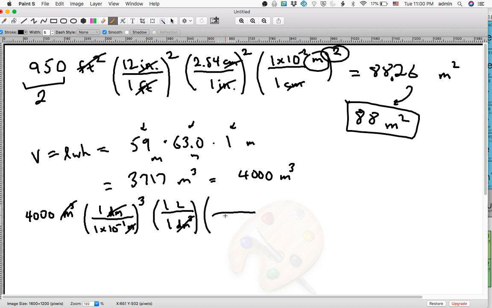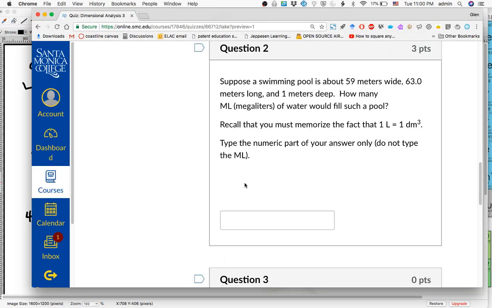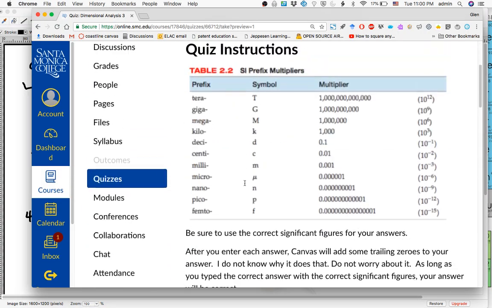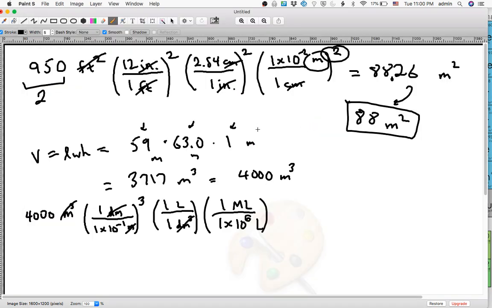So I happen to know that 1 times 10 to the 6th liters is 1 megaliter. How do I know that? Actually, I don't know that, so let me make sure of that. Mega. 1 times 10 to the 6th. Yes, there it is. So I happen to know that 1 times 10 to the 6 liters is 1 megaliter. That's a 6, not an 8, by the way. All right, so the liters cancel here. I only have megaliters left, which is what I wanted.